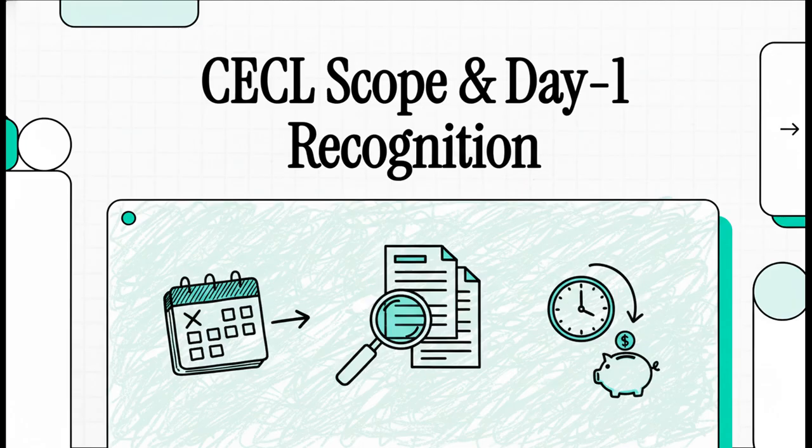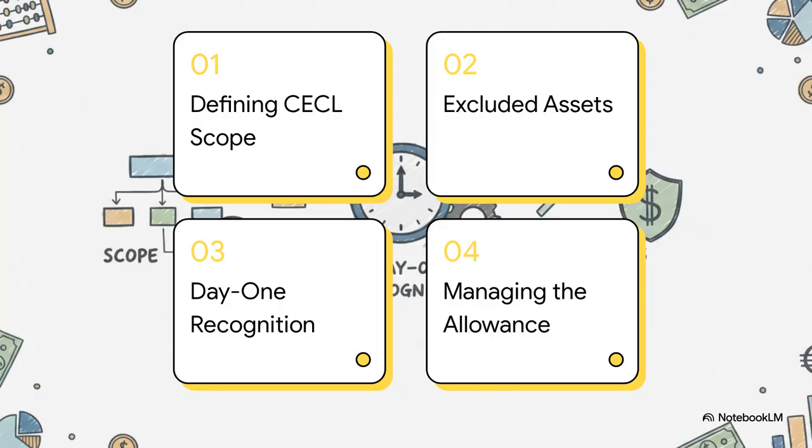and we transitioned into this completely new world of lifetime expected losses. Well, today, we're taking that concept and putting it into immediate practical action. We're going to look really closely at the strict rules of scope, meaning exactly what financial instruments this standard actually applies to, and when do you have to record those losses? To do that, we've got a quick roadmap. We'll define the scope, look at what gets excluded, tackle the big day-1 recognition rule, and wrap up with how we actually manage the credit loss allowance. Let's get right into it.